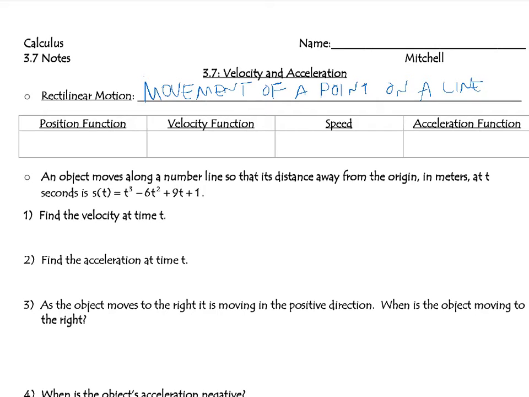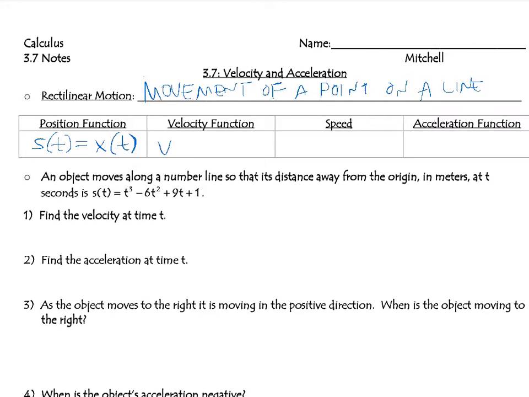So we usually talk about movement of a point on a number line, in a straight line. And position, we've seen before, we've seen it represented as S of t, but sometimes you'll see, especially on AP tests, they'll write it as X of t for these types of problems because it's the movement along the x-axis in many cases. So either of these can be representative of the position function.